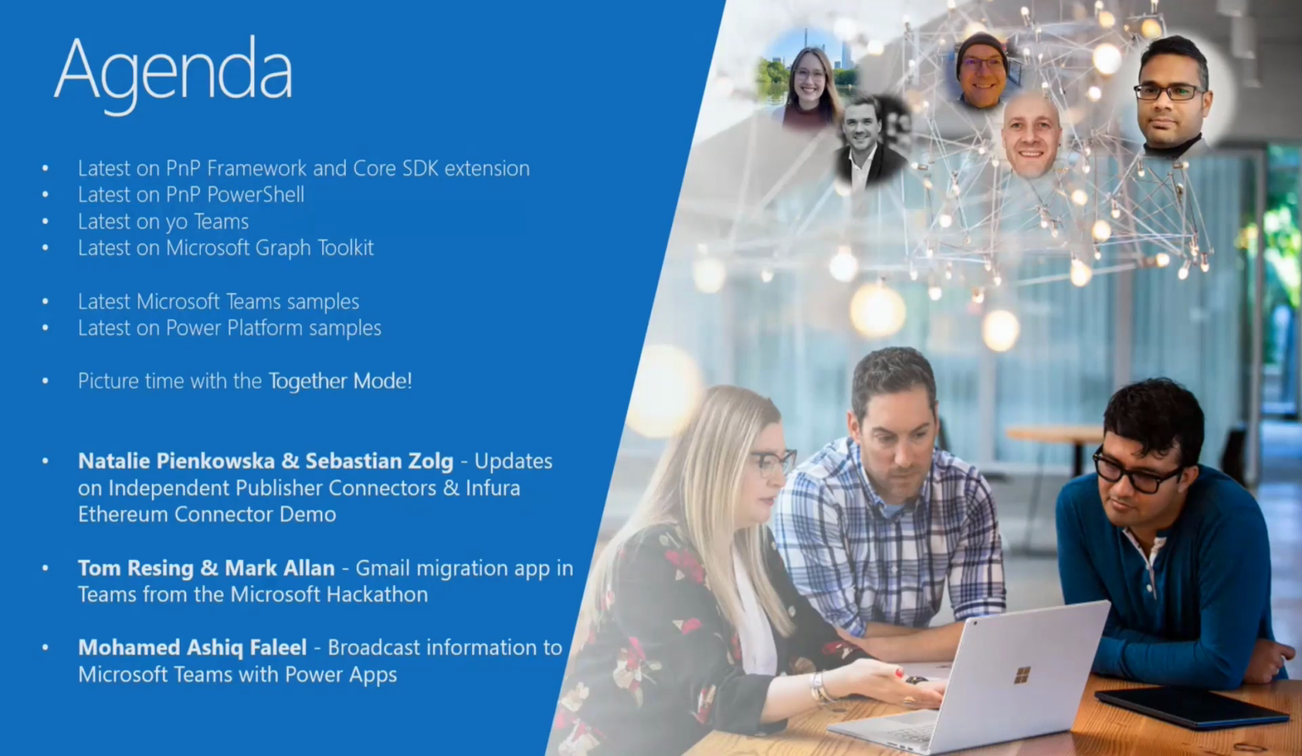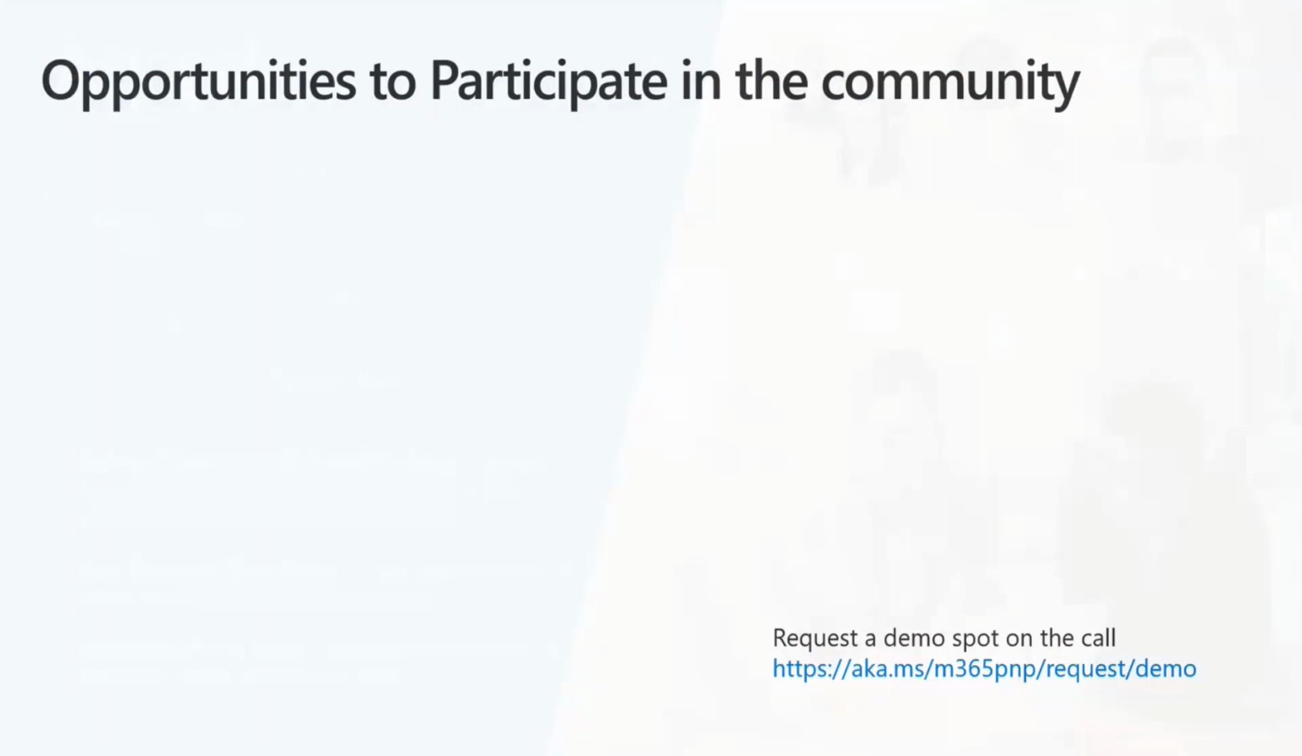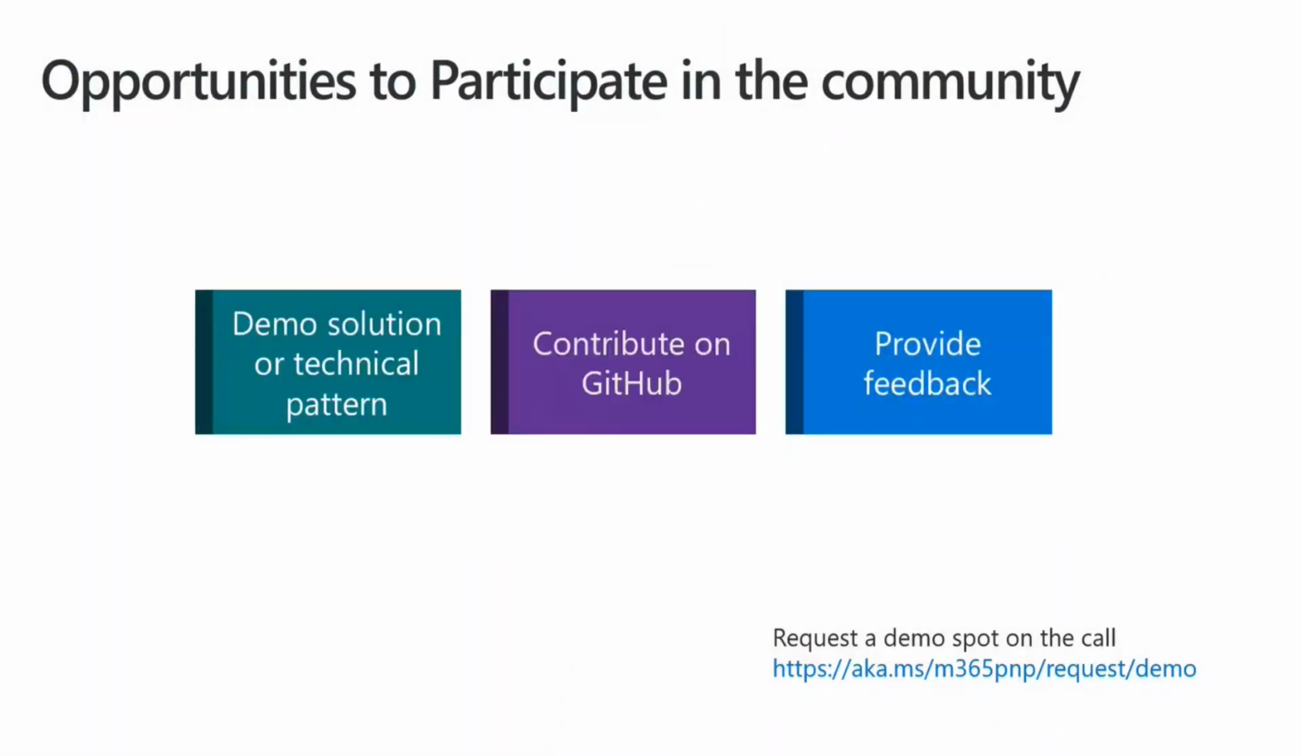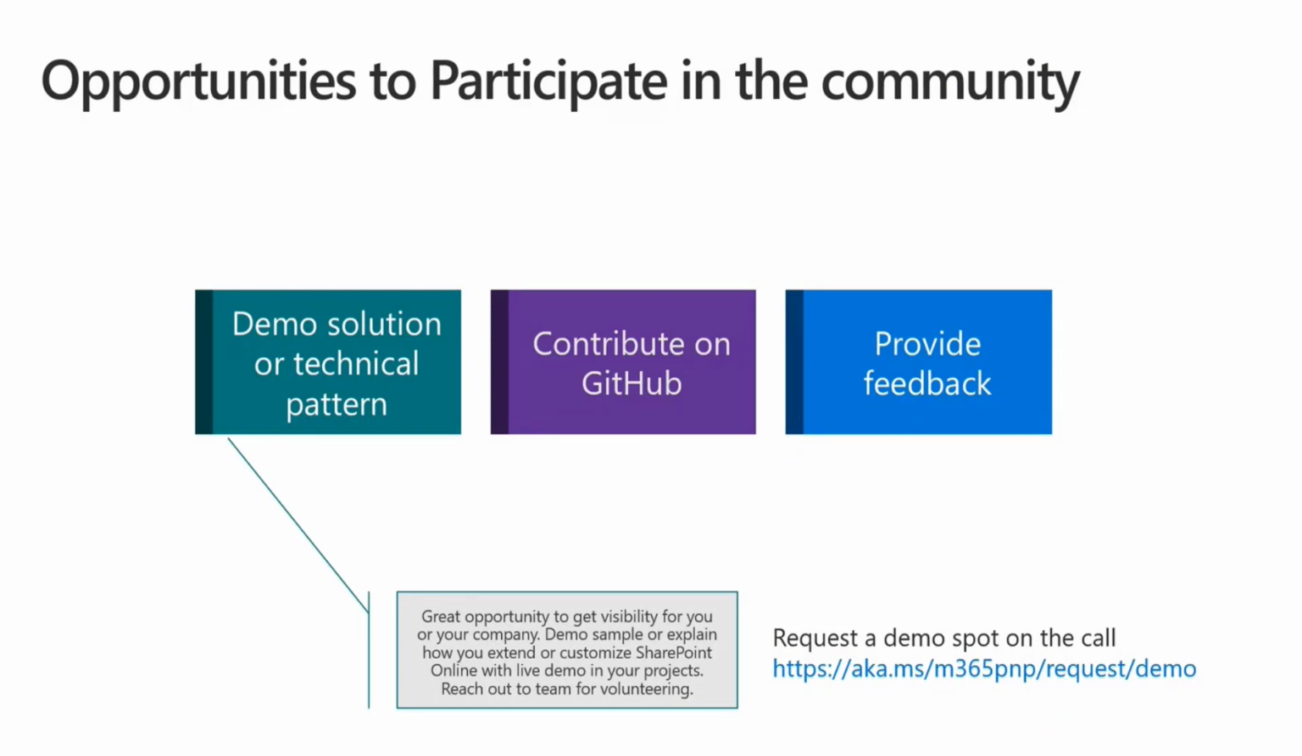Let's go over some information about how you can participate in the community. We absolutely love it when you want to participate. You can absolutely demo a technical solution or a pattern. You can contribute to GitHub, and you can provide feedback. We love all of these levels of participation, and we're actually here to assist you on all these levels of participation. If you would like to request a demo spot, you can use that aka.ms URL in the chat and on the screen. There are a number of opportunities to contribute within GitHub, which we'll talk about in a moment. And always reach out directly to us via Twitter or email or LinkedIn if you'd like to provide feedback.